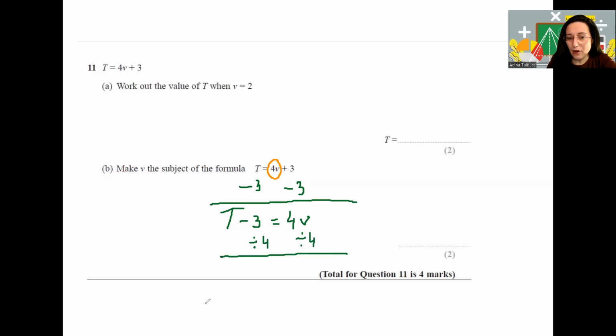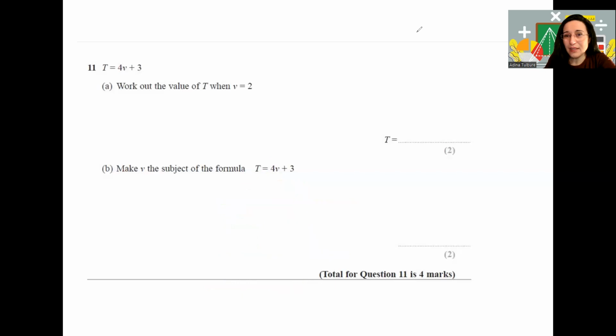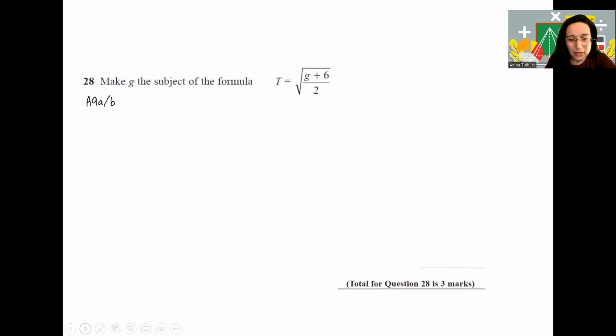Great. So now I'm going to end up with t minus 3, everything divided by 4 equals v. And here we go. We've changed the subject. That's great. Okay, I'm going to leave this page now, and I'm going to go to this page.